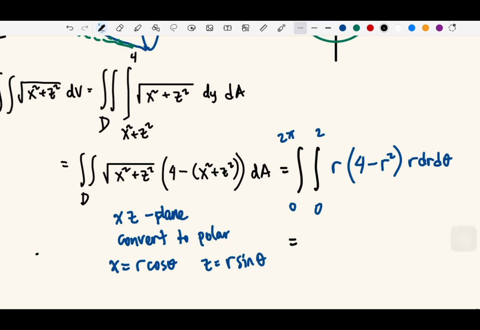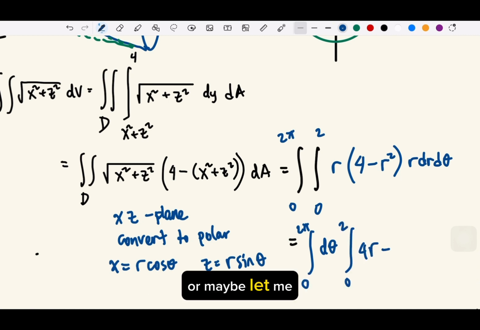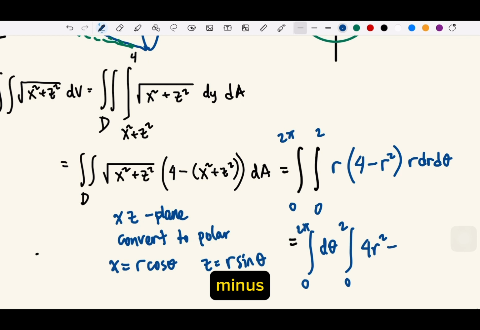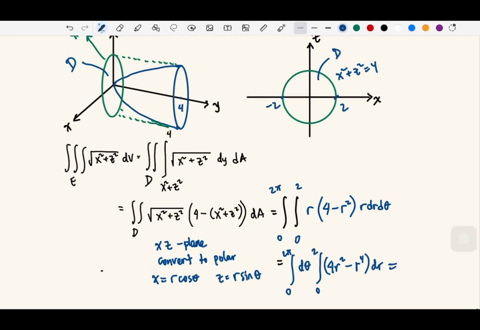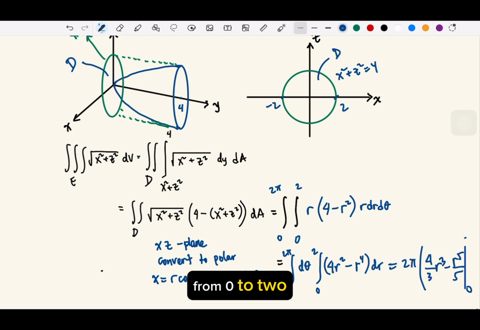And solve. Since there's no theta, I can take theta on the front, and this will be 4r squared minus r with power of 4, right? And then dr. So this will be 2 pi times 4 over 3 r cubed minus r with power of 5 over 5, from 0 to 2.